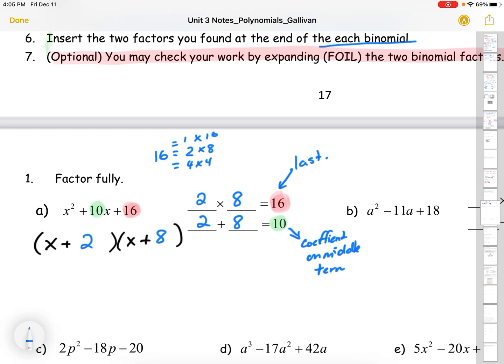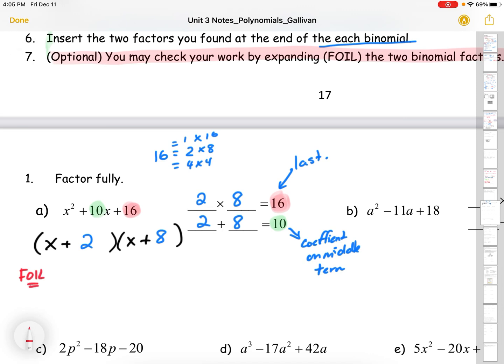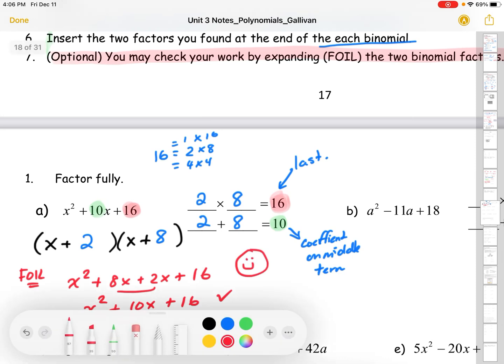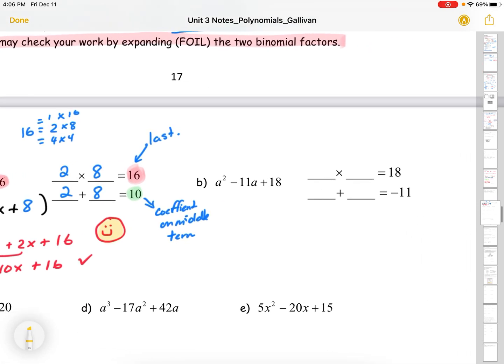Now, you're saying to yourself, okay, but how do you know if that's right, miss? Well, we're going to FOIL to check. Okay, x times x is x squared. X times 8 is 8x. 2 times x is 2x. And 2 times 8 is 16. Now we're going to combine those for our middle term. X squared plus 10x plus 16. So check. We've got the right answer. Yay! Alrighty, so we can draw ourselves a happy face, whatever we need to do to make us feel good about the fact that we got the right answer, okay?